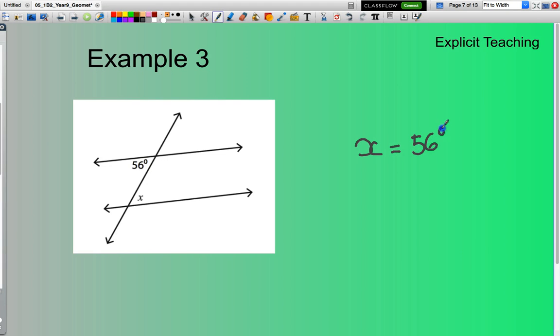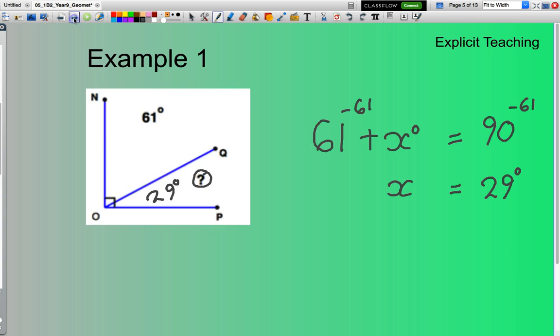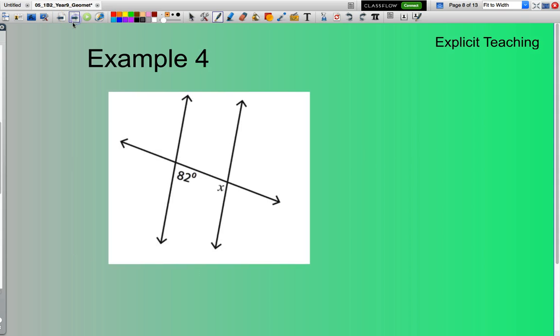56 degrees. I'll just show you, if I go back 3 slides, you see the alternate angles, such as that one and that one are the same, or that one and that one are the same. And that's the situation that I have with example number 3. That and that are the same. They are alternate angles. So x equals 56 degrees. Okay, we'll now move on to the next example.